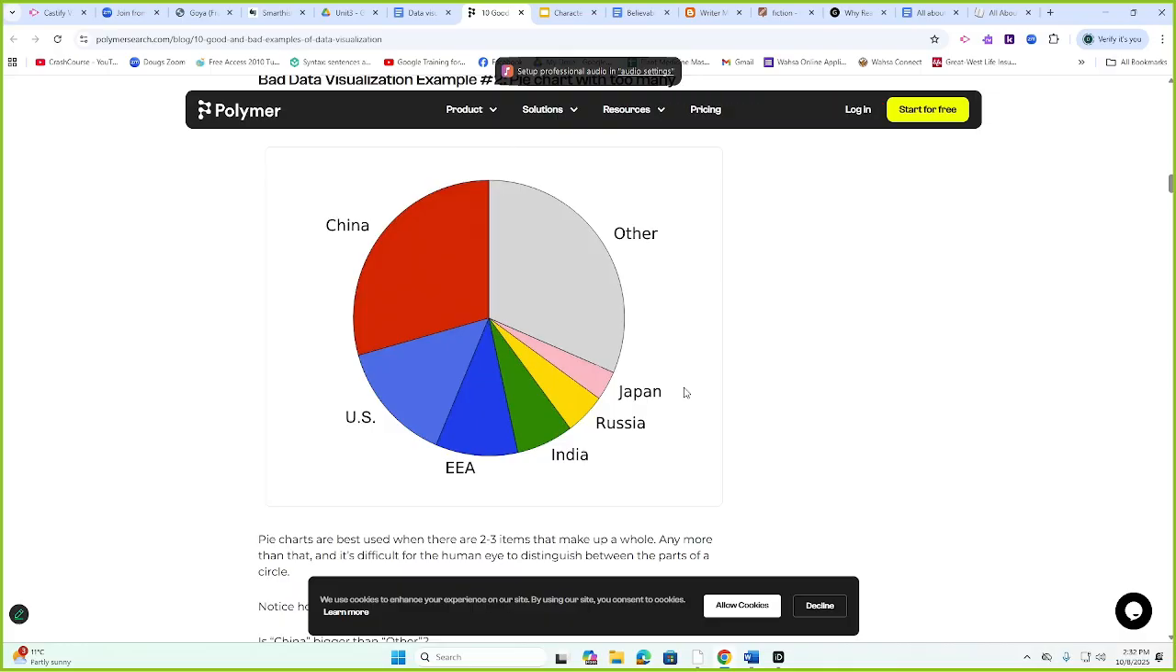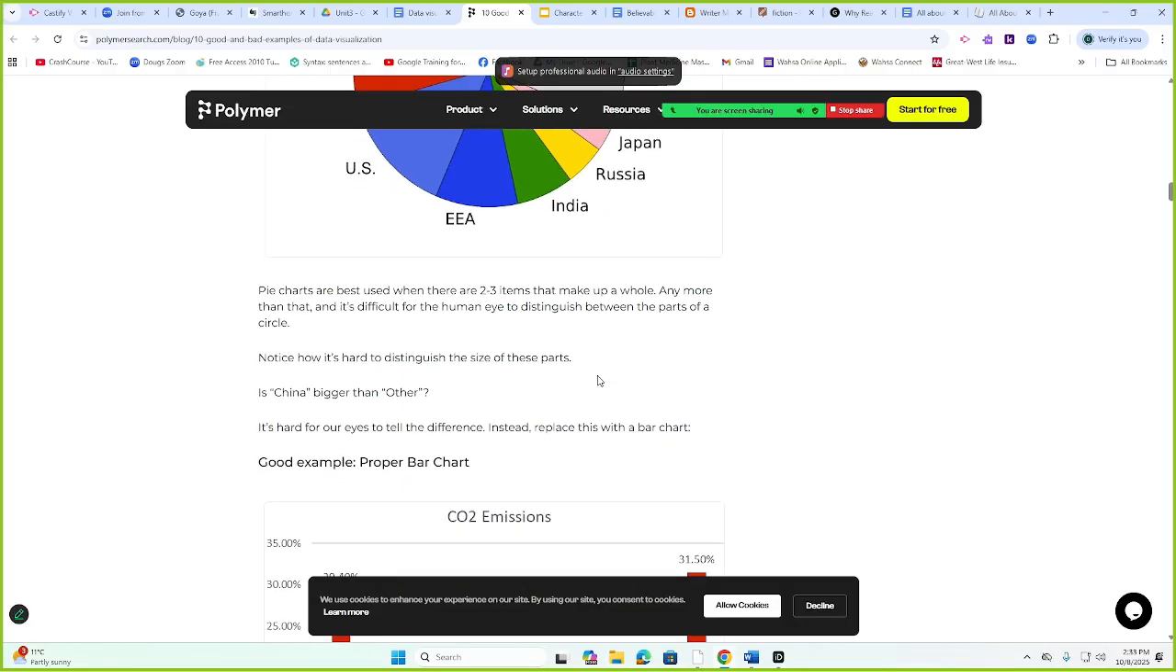And this one is quite large, right? But generally, if we have a document, we don't want to take up that much room, so this would be maybe a quarter the size, and it might be hard to pick out Japan and Russia and India in here.